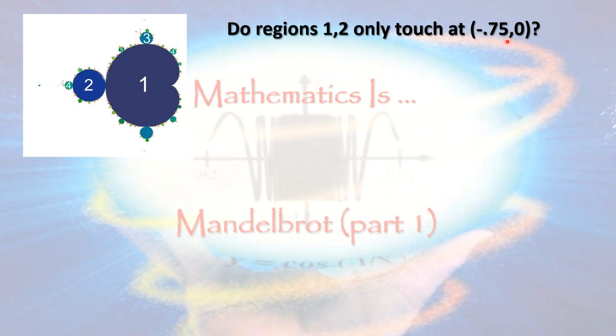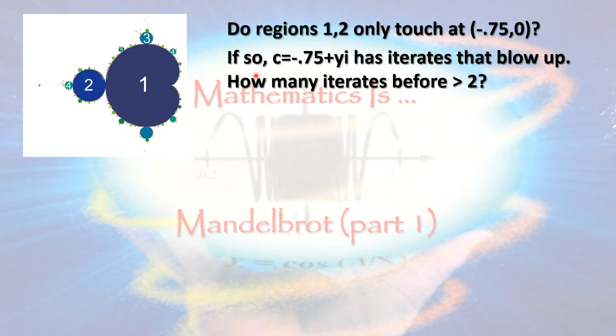Now, how do we know that they only touch at one point? Moving a little bit straight up or down from that point would move us from -0.75 plus 0i to -0.75 plus yi for some small number y. If -0.75 plus yi is not in the Mandelbrot set, then the iterates of f of x equals x squared minus 0.75 plus yi, starting at x equals 0, should become larger than 2.